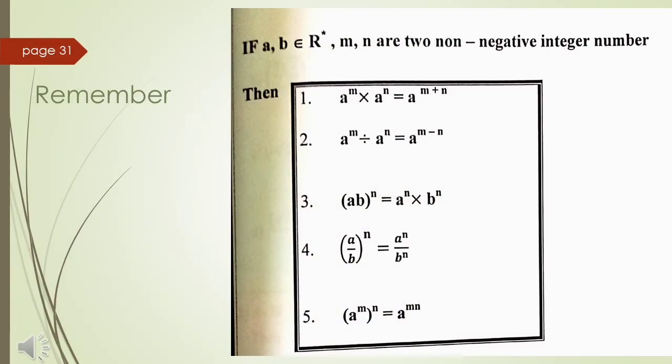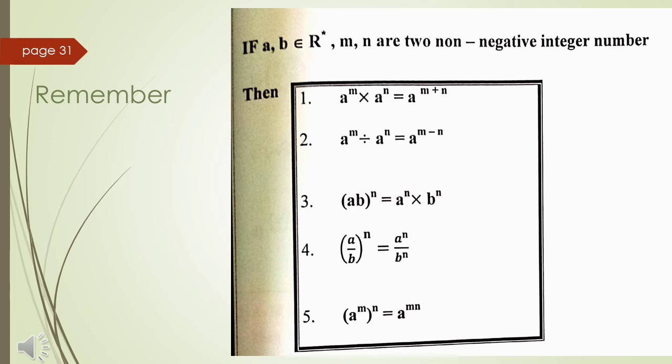Again, he's saying if a and b belong to R star, which means the base, the number down, can be a positive real number or a negative real number, but not 0. m and n are two non-negative integers. What's the meaning of this? The power is non-negative, so it could be positive or 0. That's right. Now, do you remember these rules?